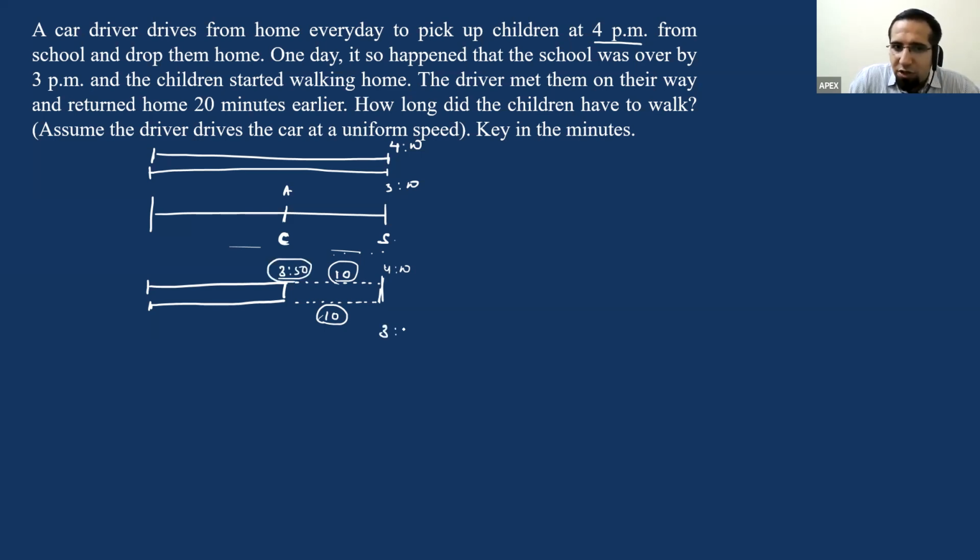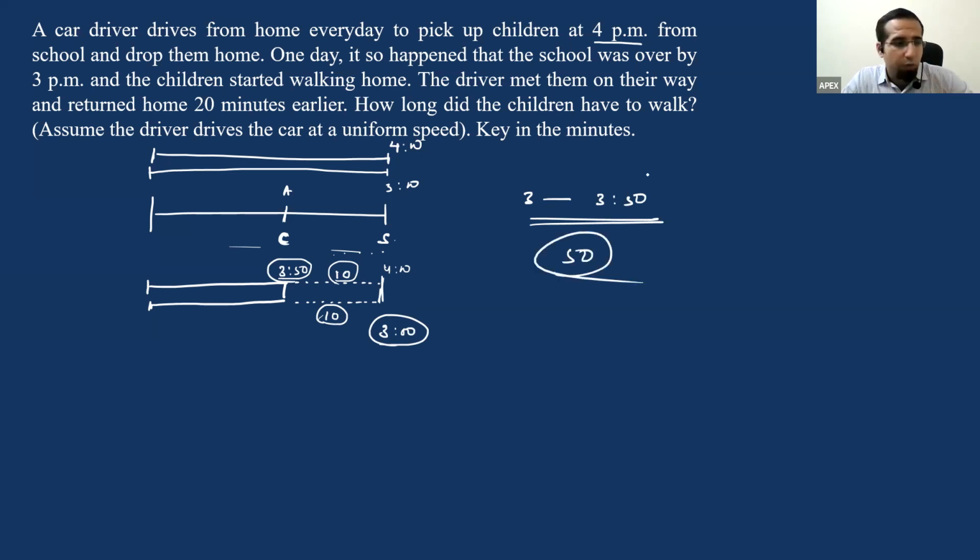And the children started from the school at 3 o'clock. So children started at 3 o'clock. The auto driver picked them at 3:50. That means the time for which the children have been walking is equal to 50 minutes. A standard question. You should learn this and you should ensure that you are solving this if you see this kind of question anytime in future. Clear?